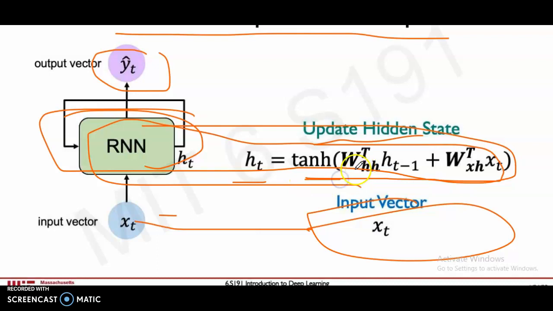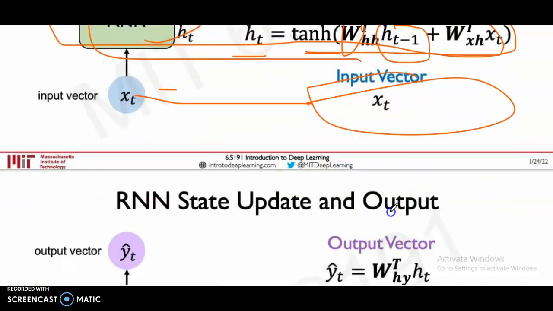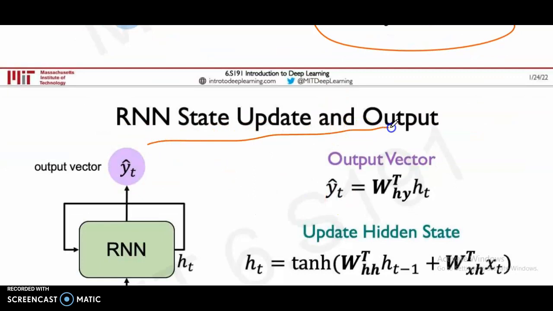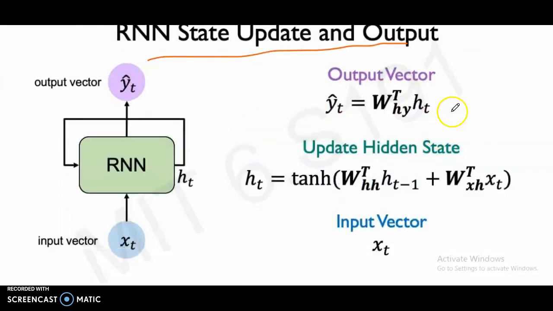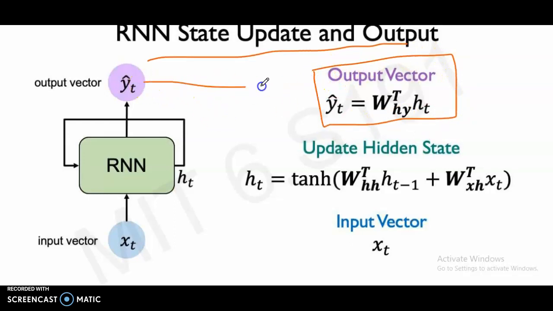Time, weightage positive, present value. RNN state update and output. Here is the output vector. This is the answer.